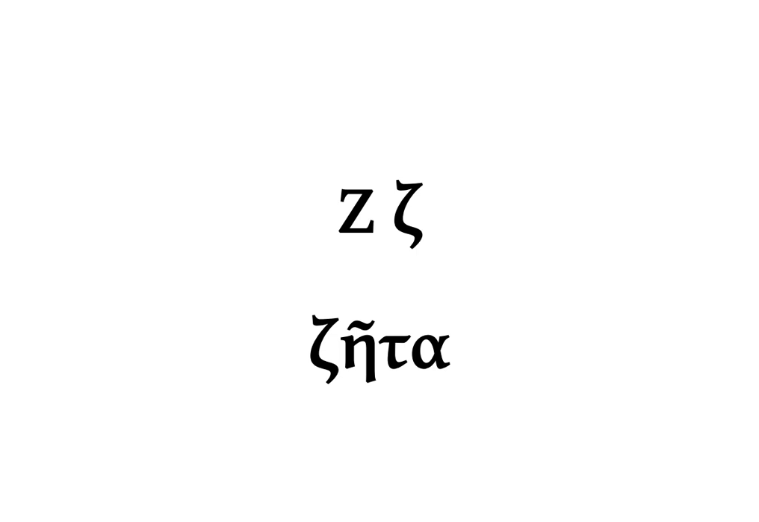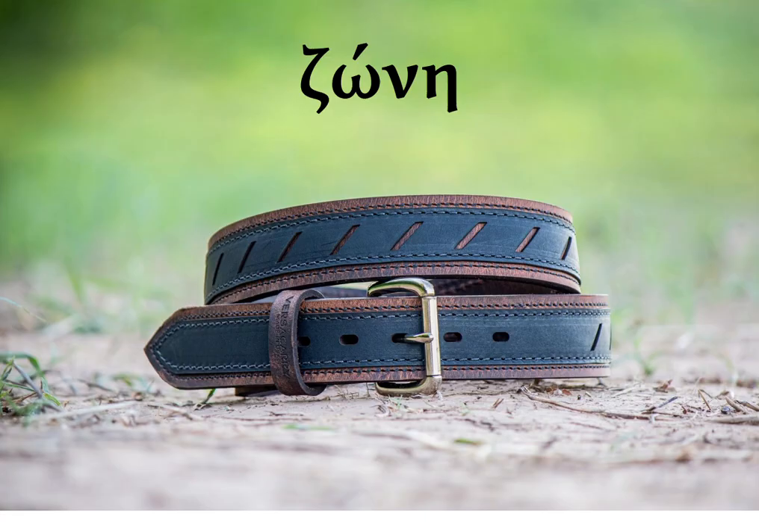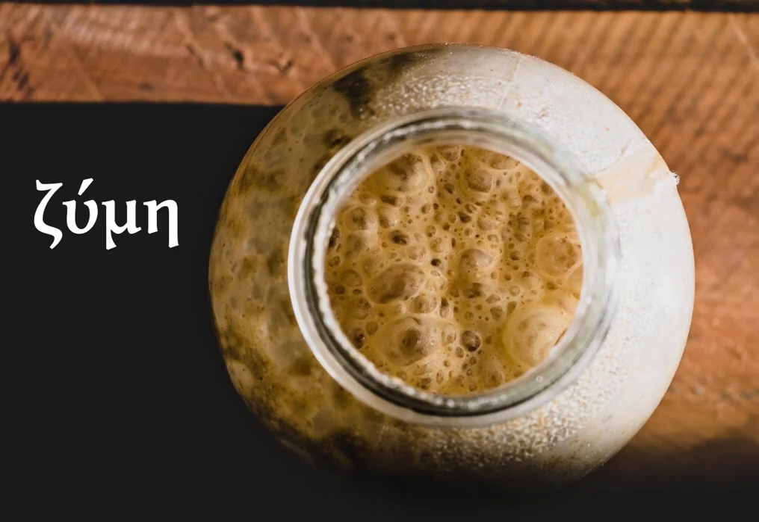All right, we are starting with our next few letters of the alphabet, and our next letter is the letter zeta. Zeta. Z. Very similar to the English letter Z. Example word is zone, which means belt. Or zume, which is yeast or leaven.